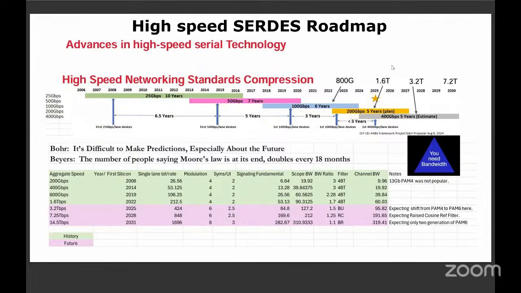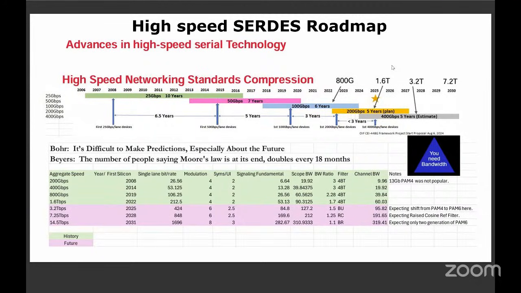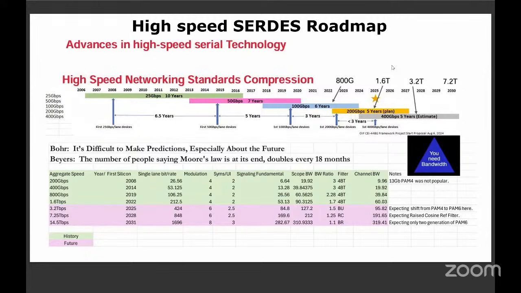Here, a very interesting thing: you see how long it takes. The first jump took 6.5 years. The next took 5 years. The next 3 years. If we go with the same scale, the next jump should happen not in 3 years. It can happen in 2 years or 1.5 years. And again, there's a lot of philosophy here. Bohr says it is difficult to make predictions, especially about the future. And many people say Moore's law has come to an end, which is not true, but Moore's law is now getting translated into packaging. People are solving Moore's law by packaging and not by silicon scaling.